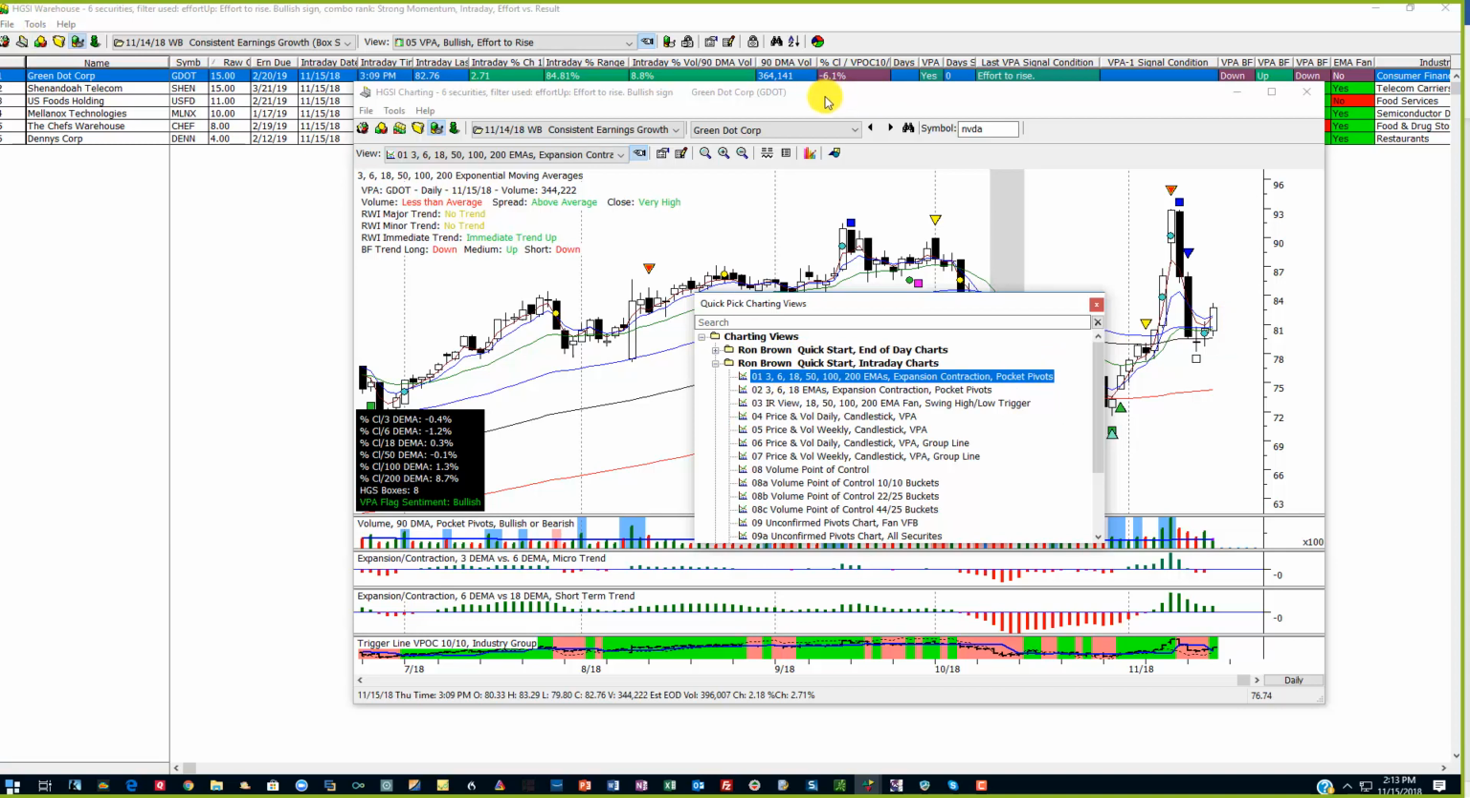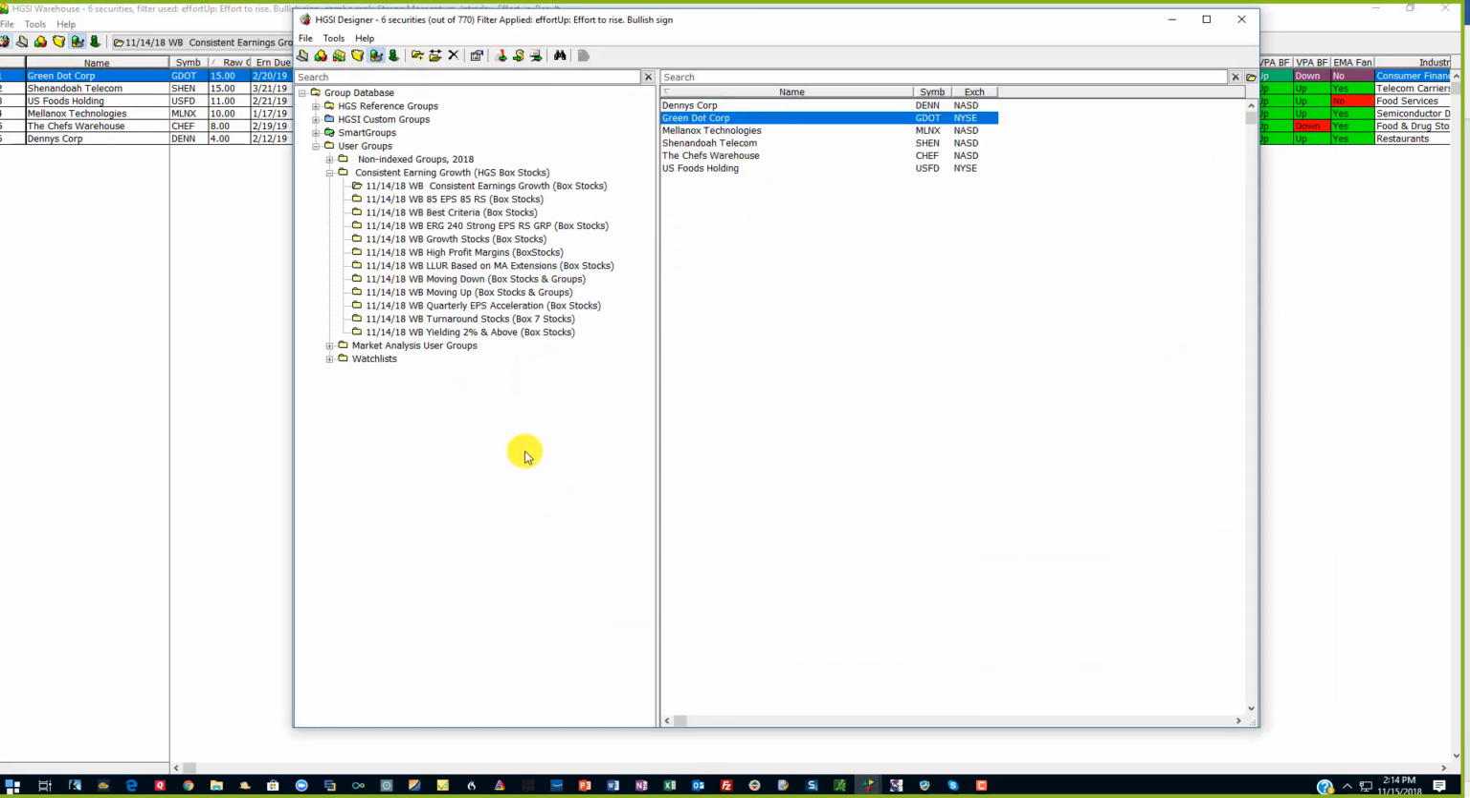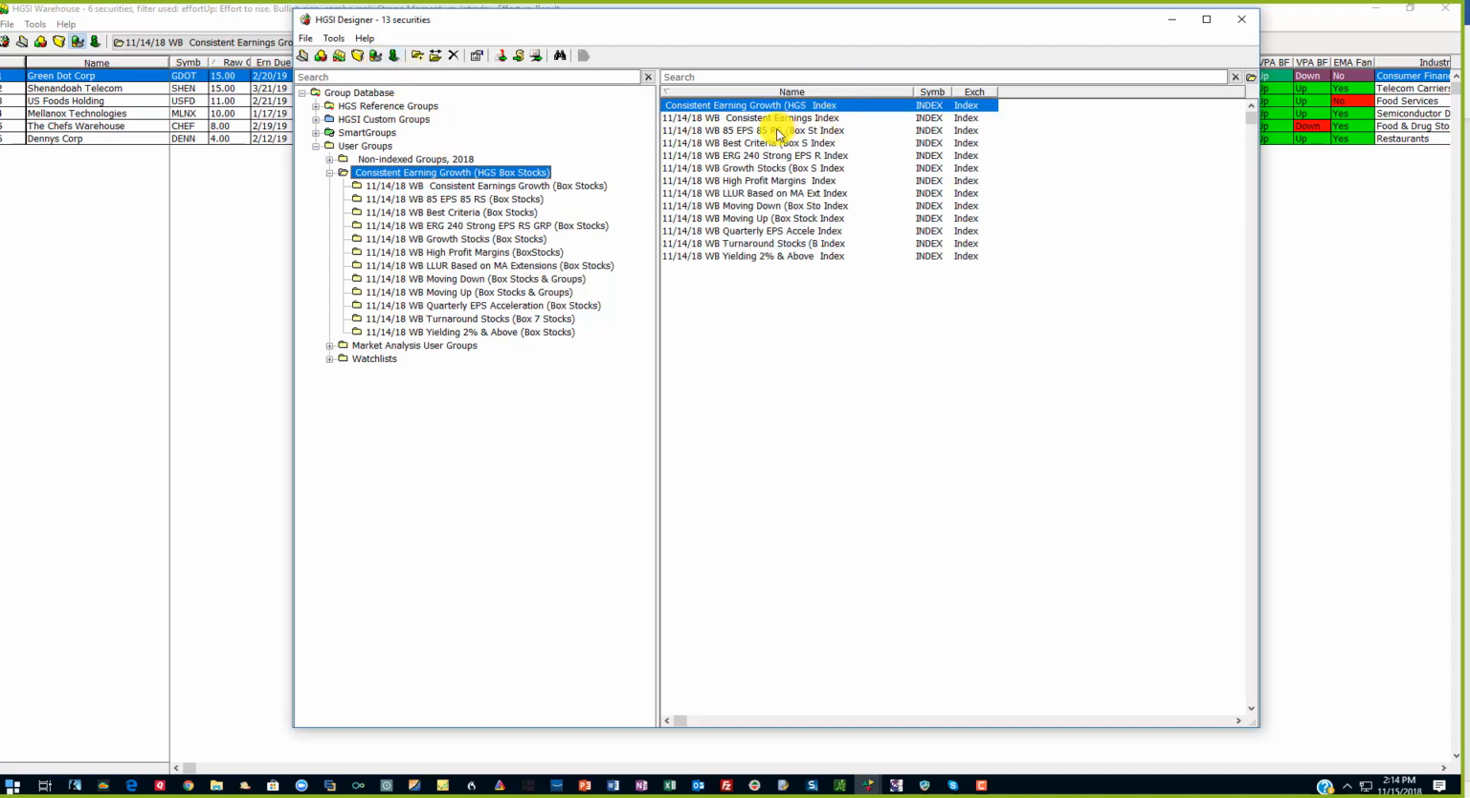But what I like about this is I do know that I am working only with box stocks by going into the consistent earnings growth. Now let me do something else here and show you that if I take this filter off, all of these indexes are over here.